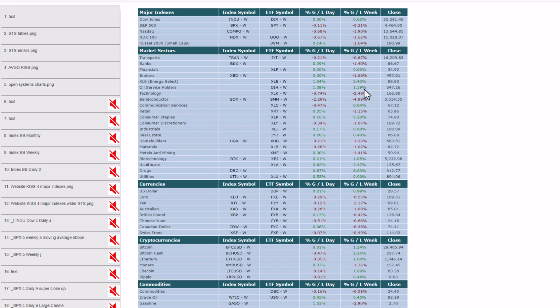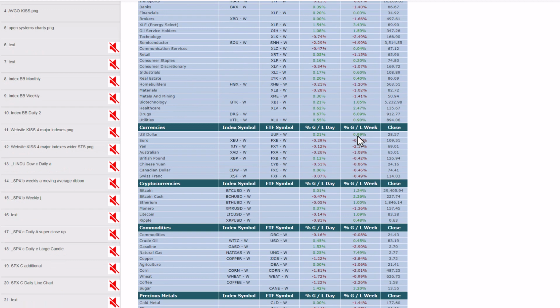Out of the 21 sectors we follow, kind of a mixed bag here. Again, weakness as you'd expect in the technology, semiconductor area, strength in the energy area, healthcare, and drugs. Huge moves there. Weakness in home builders and banks, and transports a little bit.